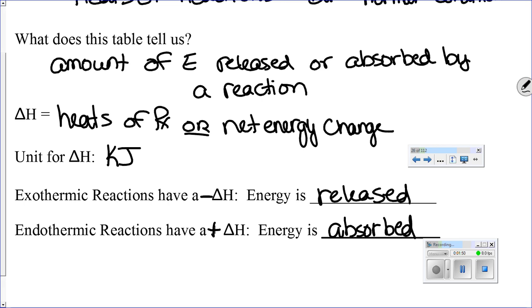And what's really nice about this table, if you look down at the very bottom, there's an asterisk, and it actually reminds you that negative delta H is talking about an exothermic reaction. So if you're afraid you're going to get that backwards, you do have a place you can look that up.